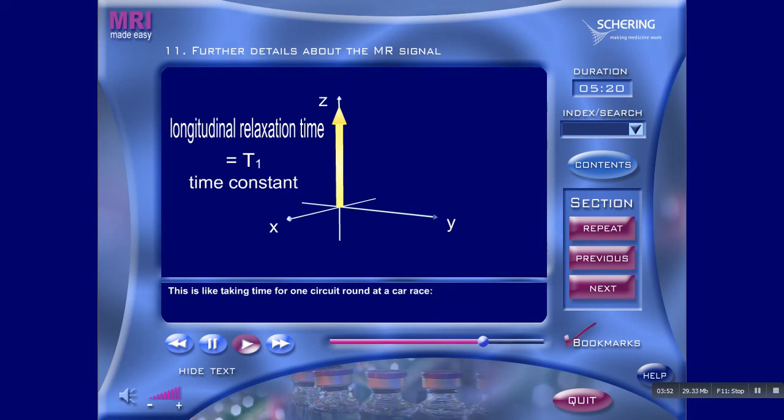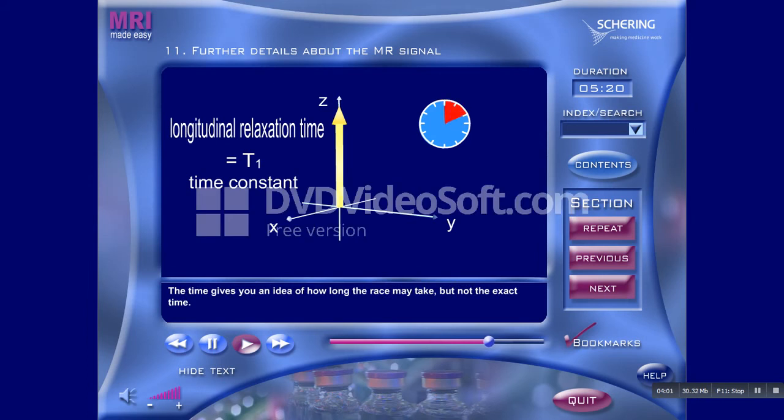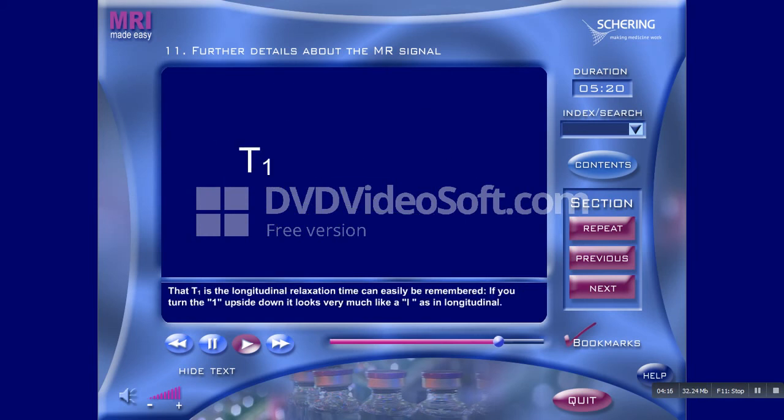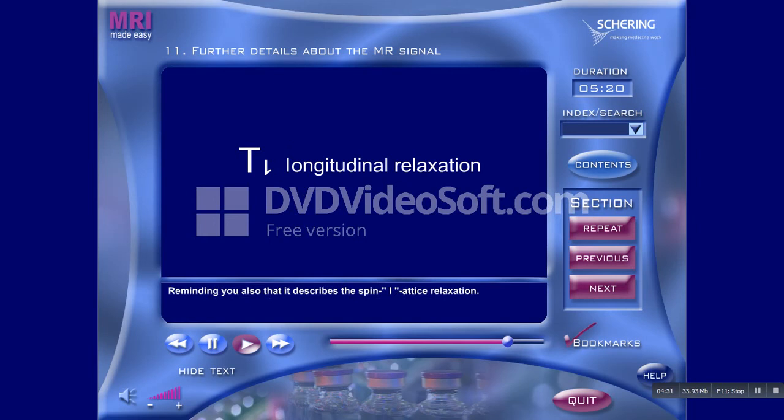This is like taking time for a circuit at a car race. The time gives you an idea of how long the race may take, but not the exact time. Or more scientifically, T1 is a time constant comparable to the time constants that, for example, describe radioactive decay. That T1 is the longitudinal relaxation time can easily be remembered. If you turn the 1 upside down, it looks very much like an L, as in longitudinal, reminding you also that it describes the spin lattice relaxation.